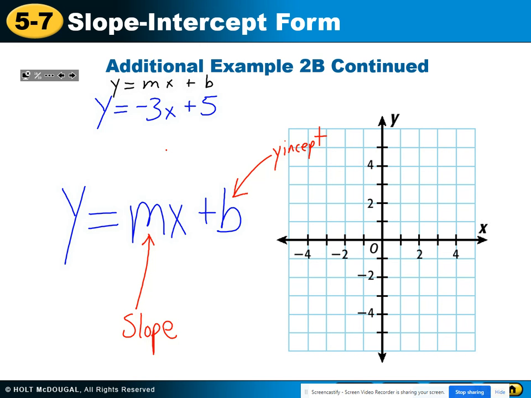Can someone click in and tell me where we cross the y-intercept? At 5. How did you know it was at 5, Addie Meyer? Because B is the y-intercept. B's the y-intercept, so it crosses at 5. All right? Very good. Well done, Addie.